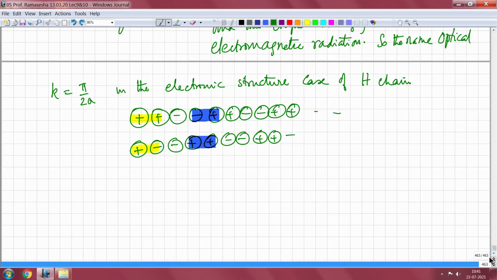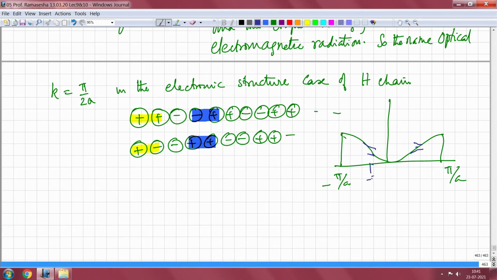So this opened up a gap, so there was a Peierls instability that we were talking about. What happened in that case was that the pi by a and minus pi by a kind of band structure opened up a gap to give you something in the middle, minus pi by 2a and plus pi by 2a, with an upper band going like that and a lower band going like that, and there was a band gap.